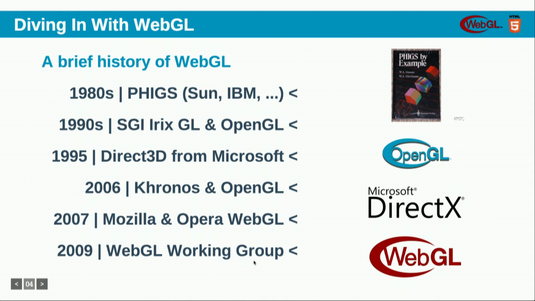Then in 2006, the Khronos Group, which is a nonprofit tech consortium, was given the reins of OpenGL to spearhead moving that API forward, and it's been in good hands with them. 2007 is when the first real implementations of WebGL in the browser started to happen. Then as people started to work together to get WebGL going, in 2009 the WebGL working group was put together with Google, Apple, all the big players.